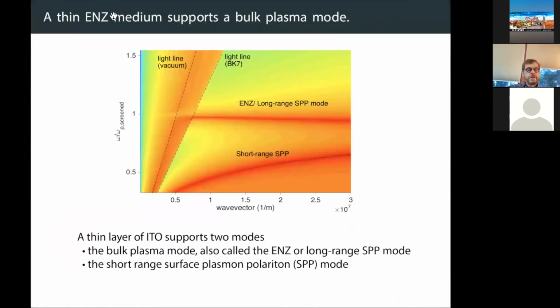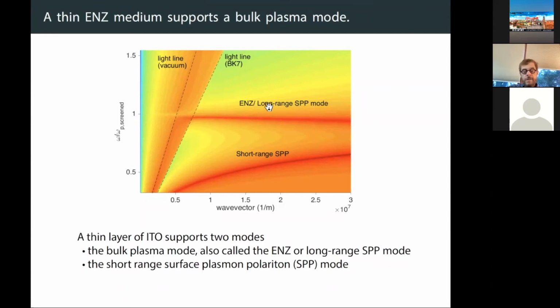First of all, just to tell you what I mean by the ENZ resonance, this shows a dispersion relation for indium tin oxide. Here is the frequency, here's the wave vector. Just to calibrate ourselves, the light line for vacuum would be this. The light line for BK7 glass would be this. And you see that there are two pronounced modes that occur.